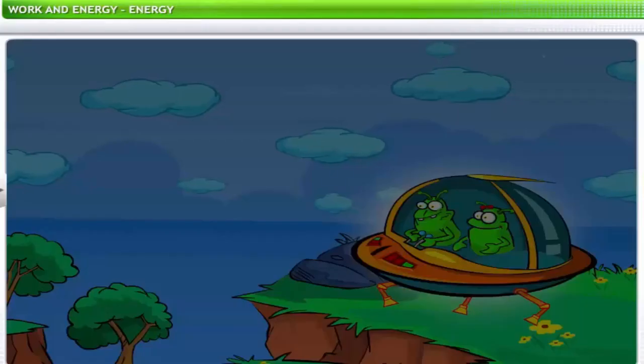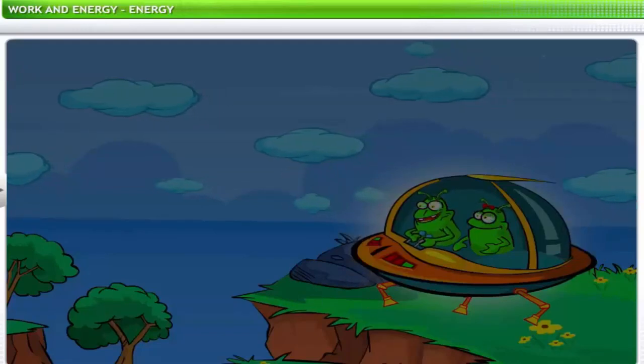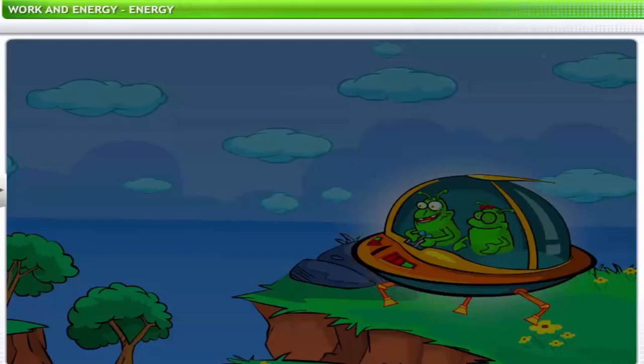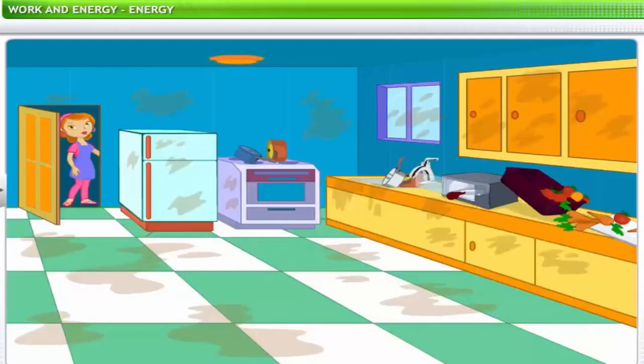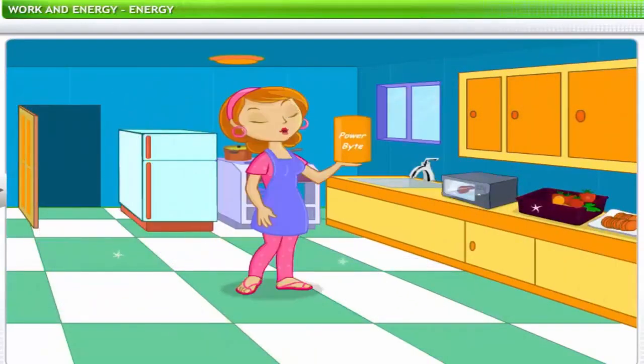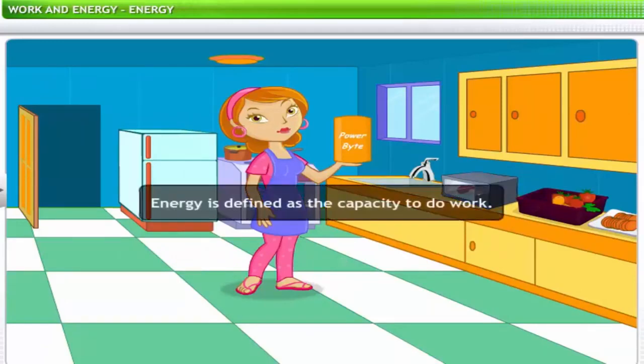Can we go home now? We'll have to wait a bit. We need solar energy to charge our batteries. The ship won't work without it. Power bite is the secret of my energy. Wow! That was a lot of work. Looks like energy and work go hand in hand, doesn't it?